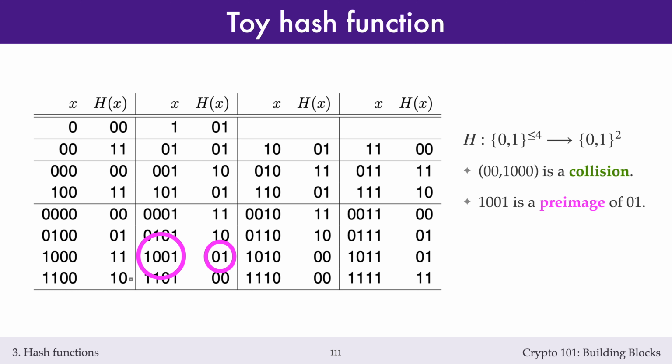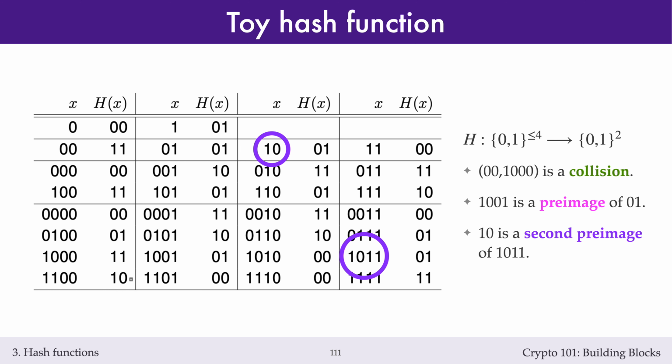I'll say that 1001 is a preimage of 01, since the hash of 1001 is 01. I'll say that 10 is a second preimage of 1011, since the hash of 1011 is 01, and the hash of 10 is also 01.